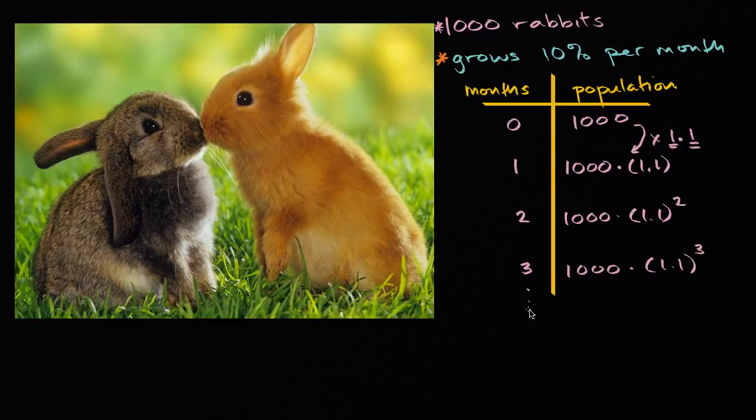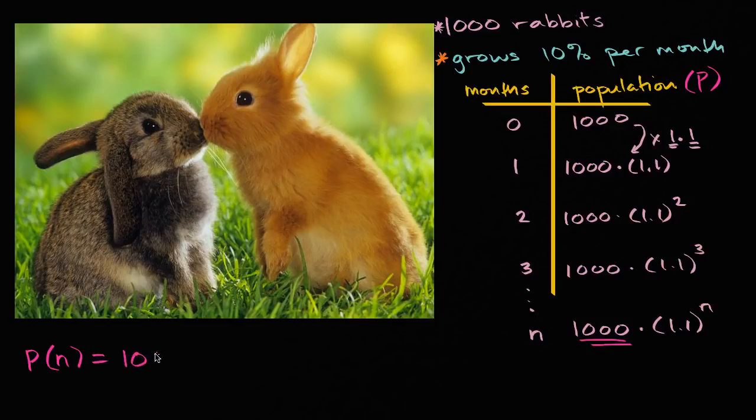And so if you were to go n months into the future, well, you can see what's going to be. It's going to be 1,000 being multiplied by 1.1 n times, or 1,000 times 1.1 to the nth power. And so we can set up an expression here. Let's say that the population is p. The population as a function of n is going to be equal to our initial population times 1.1 to the nth power.